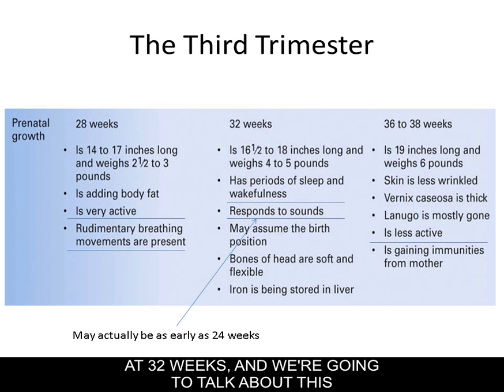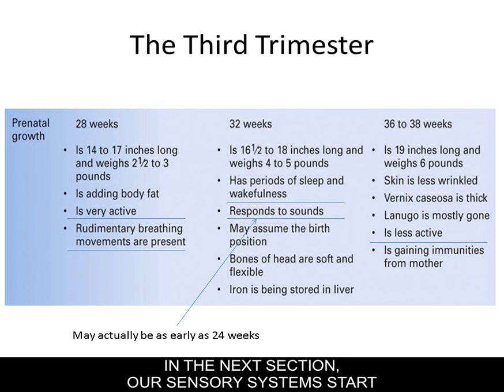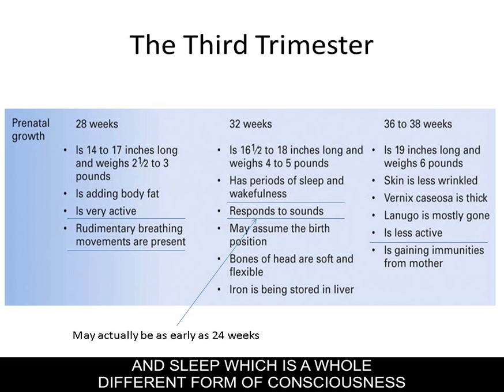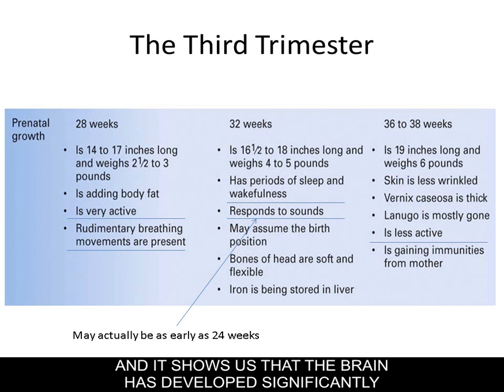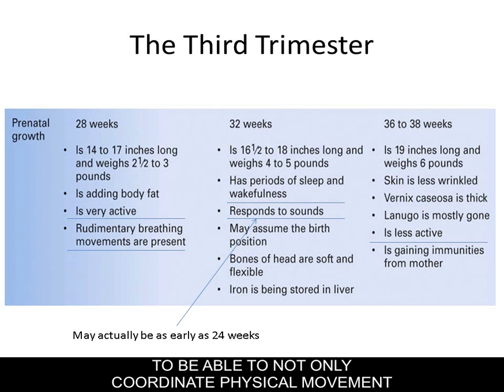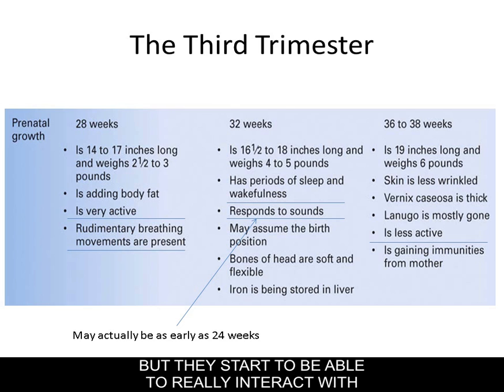At 32 weeks, and we're going to talk about this in the next section, our sensory systems start to really diversify. So children start to have stages of wakefulness and sleep, which is a whole different form of consciousness, and that shows us that the brain has developed significantly by this point in time. But we also see that children start to be able to not only coordinate physical movement, but they start to really interact with their environment.